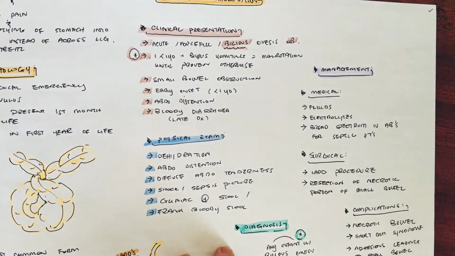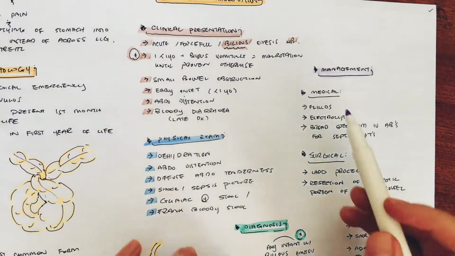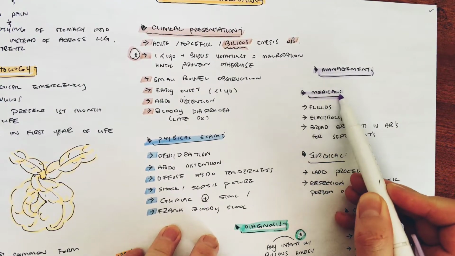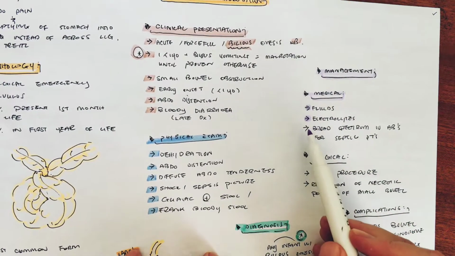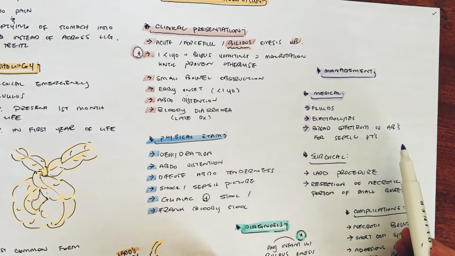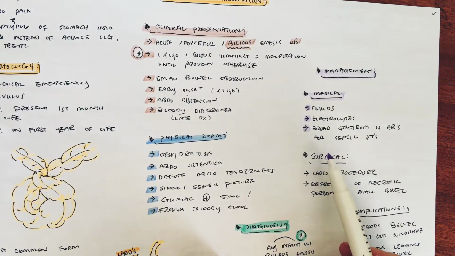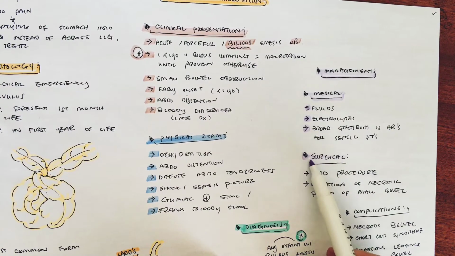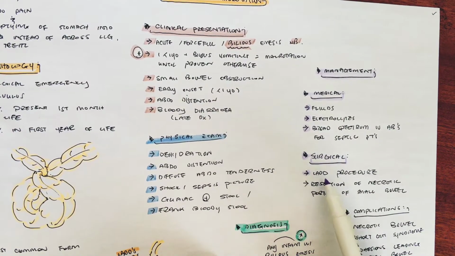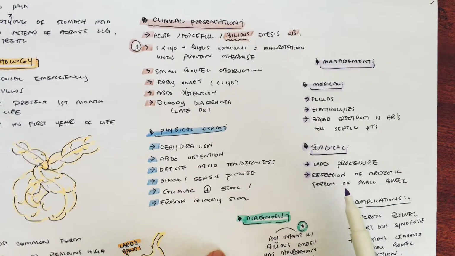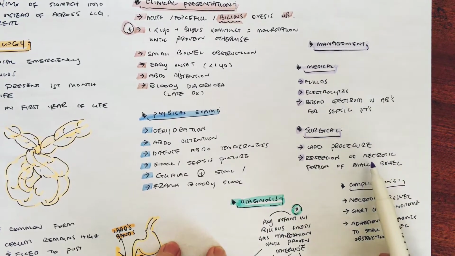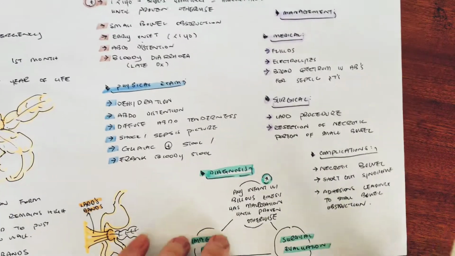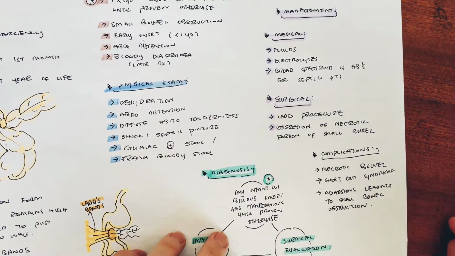Right, so under medical management, it looks a bit supportive: fluids, electrolyte balance, and broad spectrum IV antibiotics if the patient is septic. Under surgical intervention, you can do the Ladd procedure and resection of the necrotic portion of the small bowel. In this case, it is quite obvious that there would be necrotic tissue. So that is with your late diagnosis.